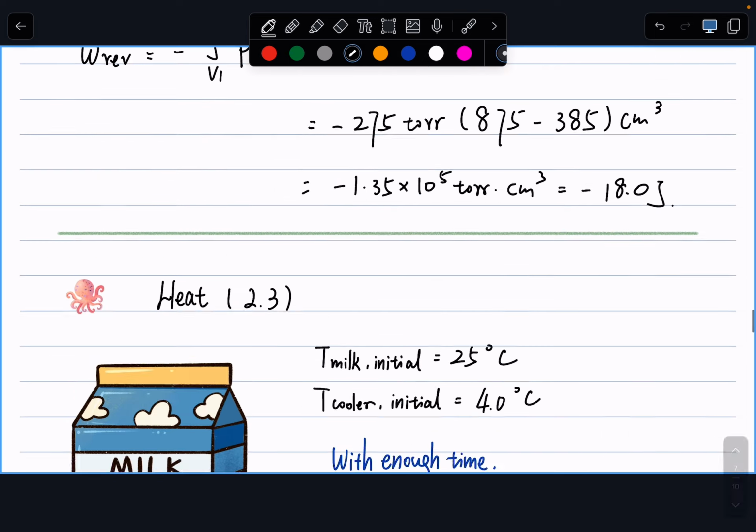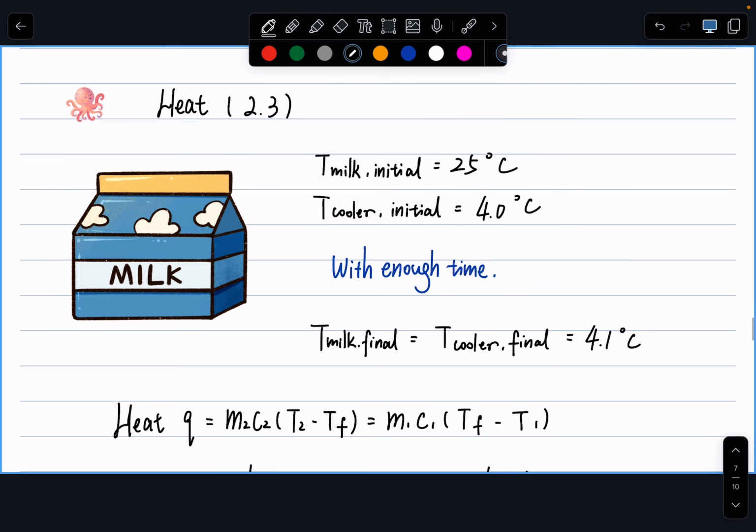Okay, sounds good. Next one, heat. So, like work, heat itself is one of the things that we use a lot, but we want to give it a more careful definition in thermodynamics so that we're making sure we're talking about the same thing.